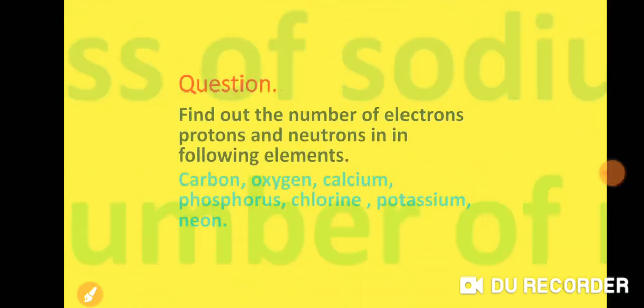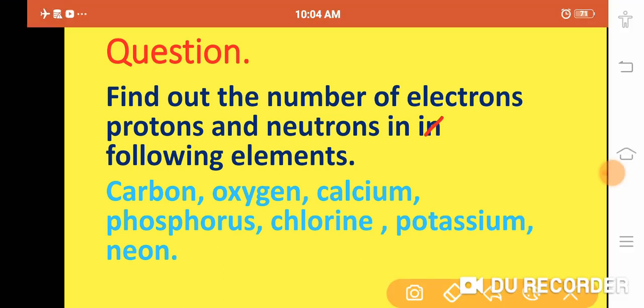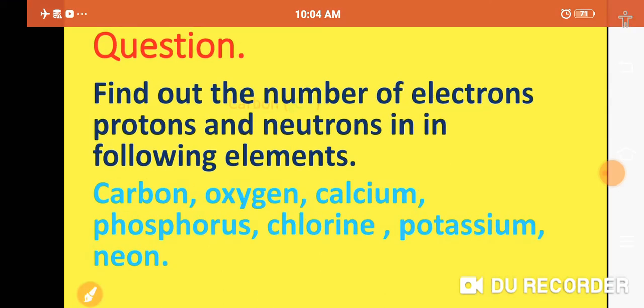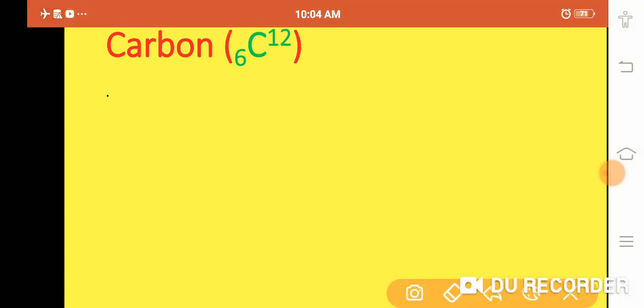Okay. Now question number 2: find out the number of electrons, protons and neutrons in the following elements. Okay, my dear? Which elements are present here? This is carbon, oxygen, calcium, phosphorus, chlorine, potassium and neon. Now firstly we will discuss carbon. Carbon: atomic number 6, atomic mass 12.